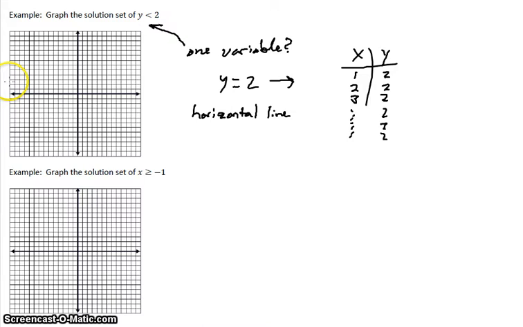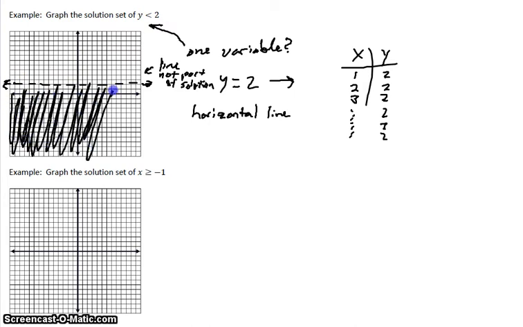So I'm going to draw a dotted line through 2, and it's dotted because we can't include the line. The line is not part of the solution. Now, when I say y is less than, we think of things below it. So I'm going to shade everything below it, and there is my solution region.